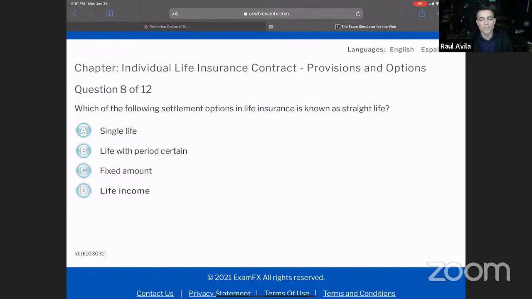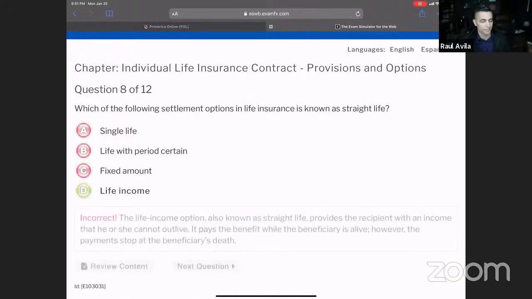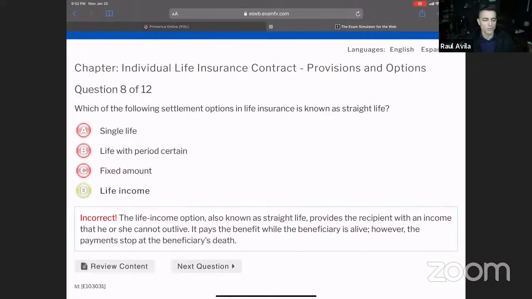Which of the following settlement options in life insurance is known as straight life? A, single life, B, life with period certain, C, flexible life, D, life income. Ooh, this is a good one. What do you guys think? I'll give you a hint. It's either A or B. I'm guessing A. You're guessing A. All right. I like A too. Let's go with A. Oh, I was wrong too.